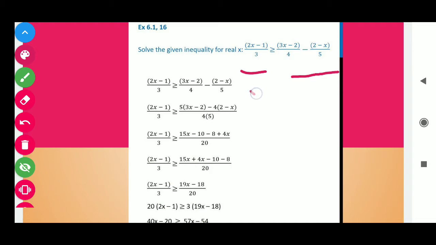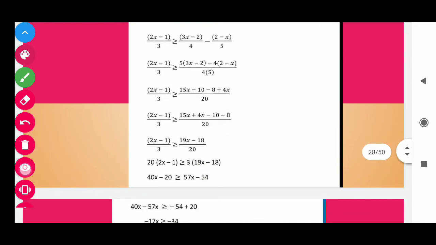So, in the right hand side you can see here, first we have to take LCM. We get 20, and 5 multiplied with 3x minus 2 and 4 multiplied with 2 minus x. In this way we get (15x minus 10 minus 8 plus 4x) over 20. Now students, by cross multiplication on both sides, we get 20 multiplied with 2x minus 1 and 3 multiplied with 19x minus 18. In this way, we get 40x minus 20 greater than or equal to 57x minus 54.